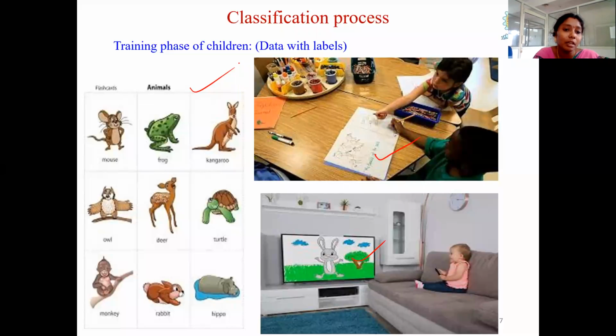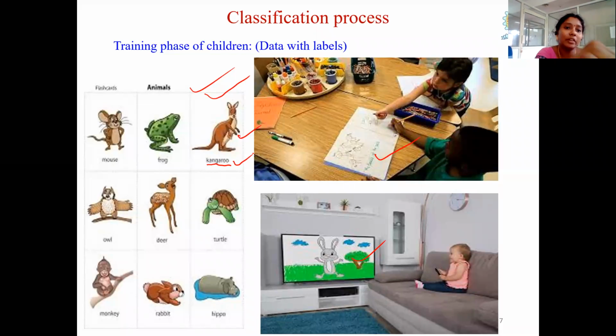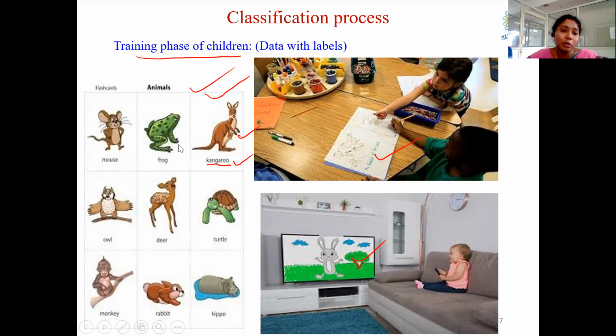What is the label here? If you consider this example, what is the data and what is the label? Here this is the data, whereas the name label is this. This is the label. So when the kids are in the learning phase or the training phase, they learn the data along with the label.